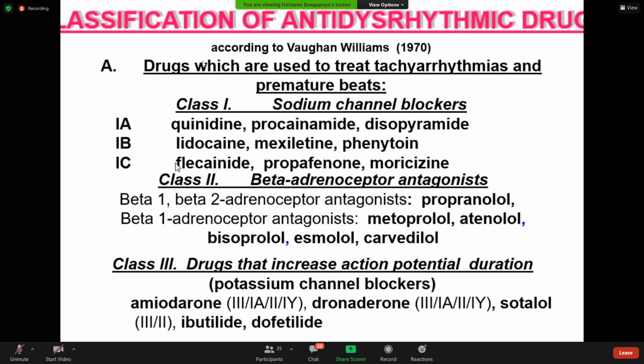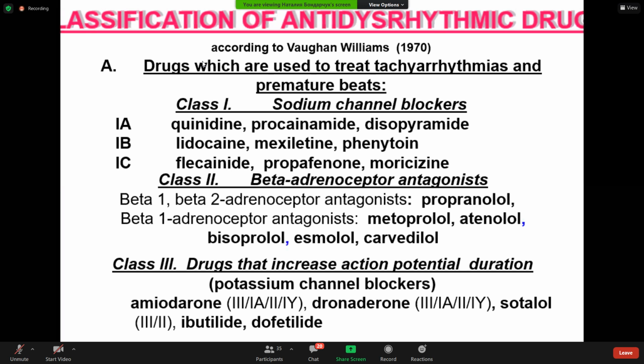Lidocaine is also a drug, the effects of which were discussed in the previous semester. It is a local anesthetic. And 1C class: flecainide, propafenone, moricizine. Class 2, according to international classification, beta adrenoceptor antagonists. I think that this group of drugs is well known to you.